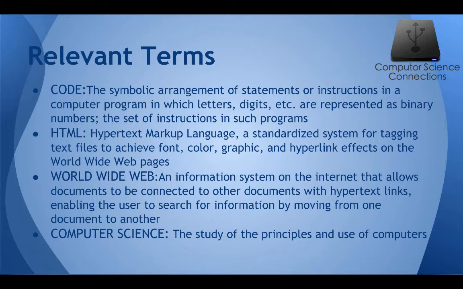Relevant terms. Code: the symbolic arrangement of statements or instructions in a computer program in which letters, digits, etc. are represented as binary numbers; the set of instructions in such programs. HTML is hypertext markup language, a standardized system for tagging text files to achieve font, color, graphic, and hyperlink effects on the World Wide Web pages.